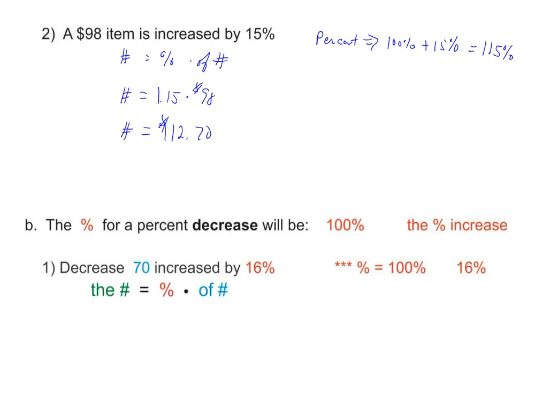Christian, did you figure out what you did? Yeah. I think you multiplied times 112, right? Instead of 1.12. Christina, I would just get 1.15. 100% to begin with, plus the percent increase is a total of 115%.